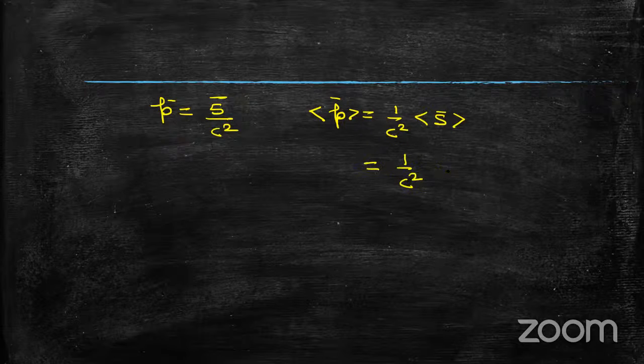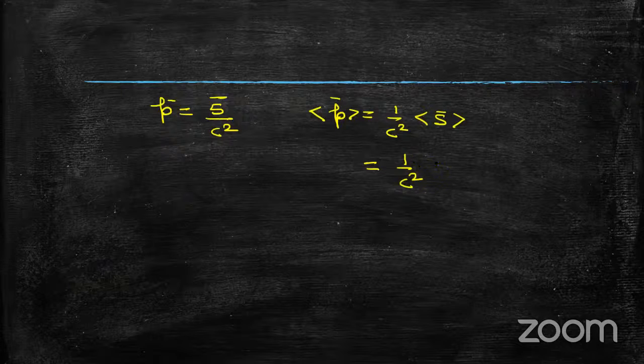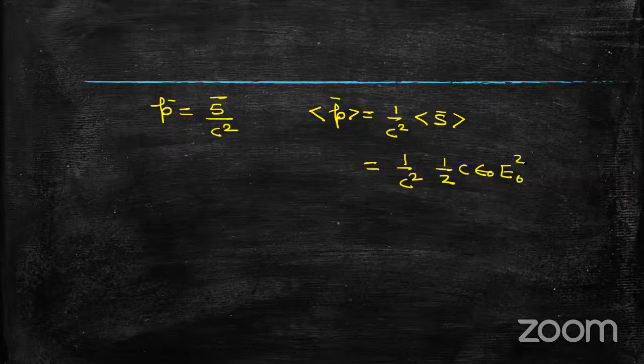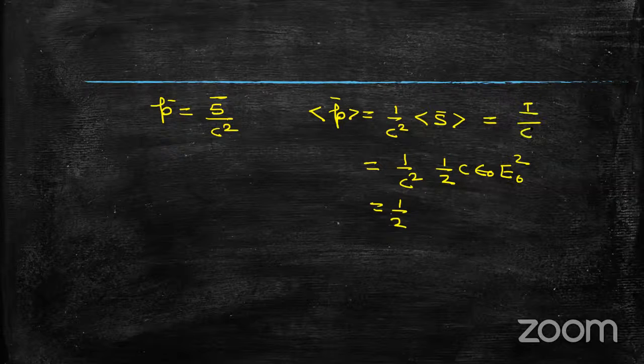What will be here? It is C epsilon 0 E0 square, so half of that. So that becomes, here you can also write I by C square. That is also okay. So your average momentum transferred per unit area per unit time is I by C square. And that is the reason we don't see a momentum getting transferred.